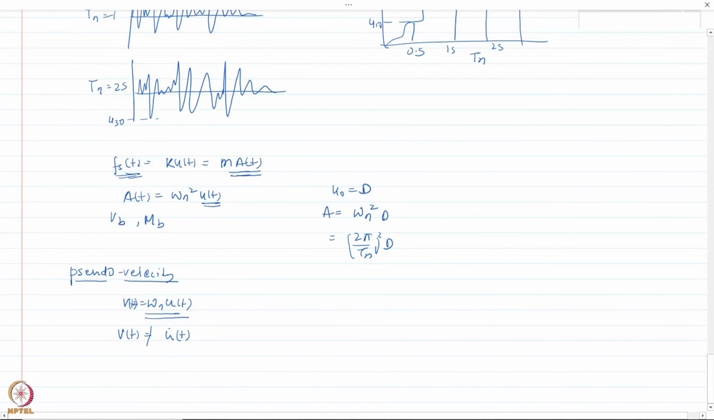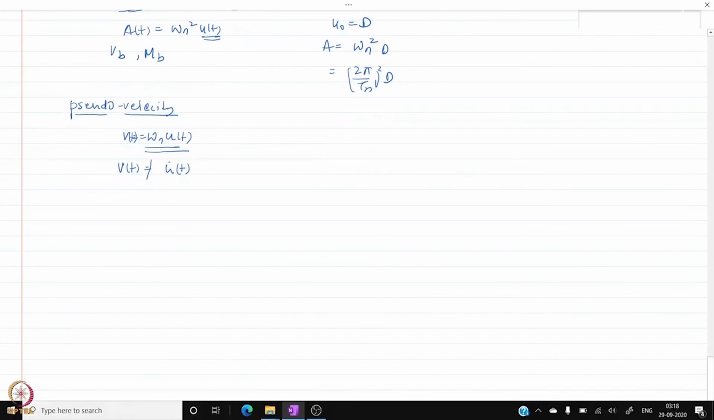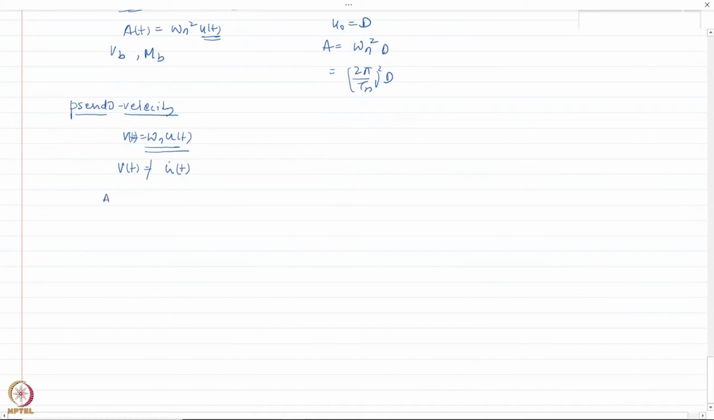And because of this relationship, I can write down the relationship between A by omega n is equal to V times omega n d. This describes the relationship between relative displacement. Remember, displacement is relative. It is not pseudo, it is the actual relative displacement in the system. And velocity is pseudo velocity and acceleration is pseudo acceleration. These are related by these expressions here.